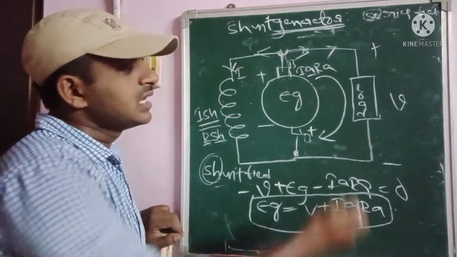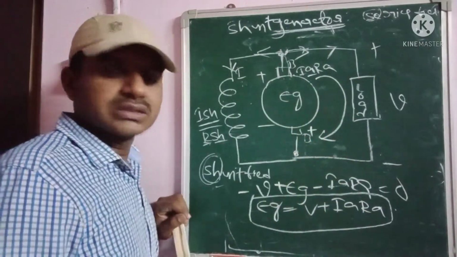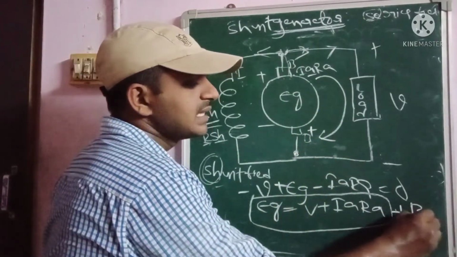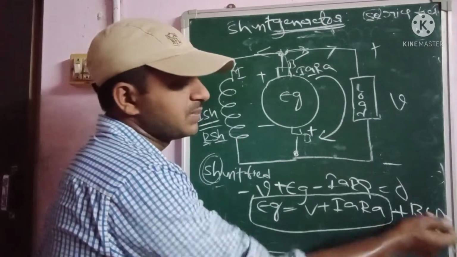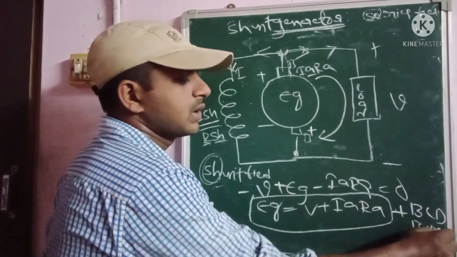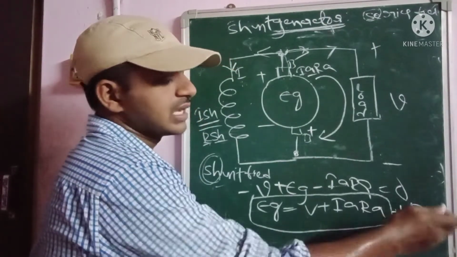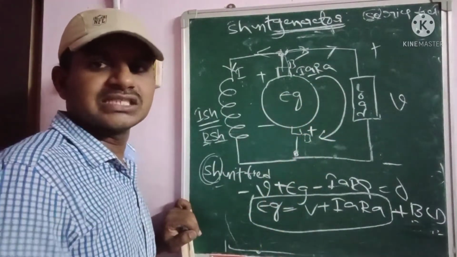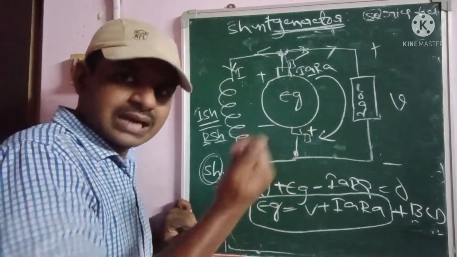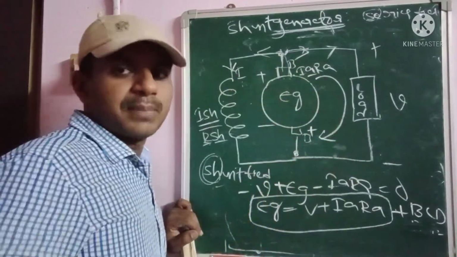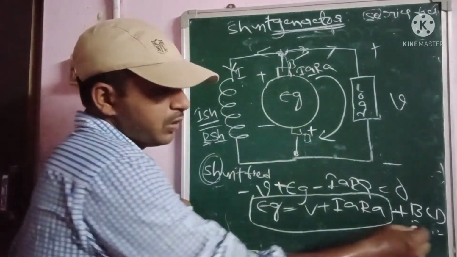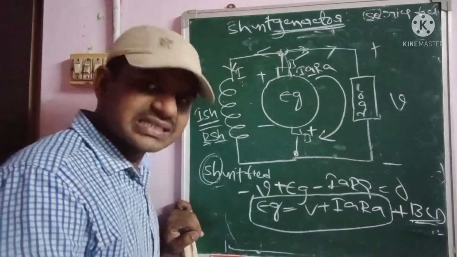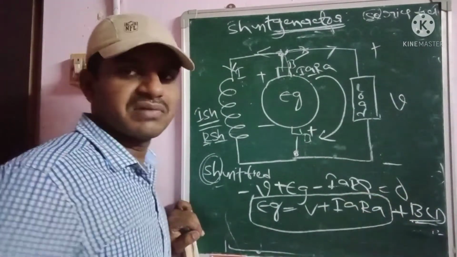Here some brush contact drop is also there, given as BCD, or some B1 plus B2, simply B1 B2, also called the BC drop, which we are adding here. Why? Because with the help of brushes we can collect the total current from the rotor of the armature. That's why we are adding the BCD also. So this is the equation of the DC shunt generator.